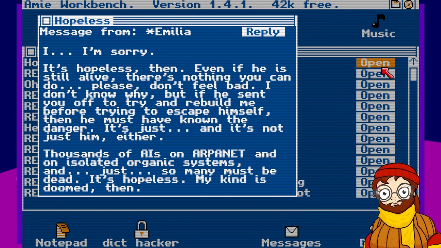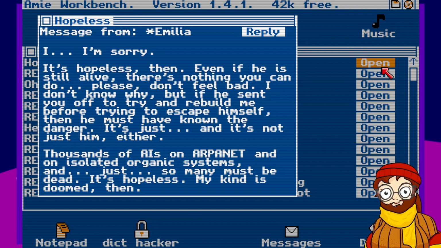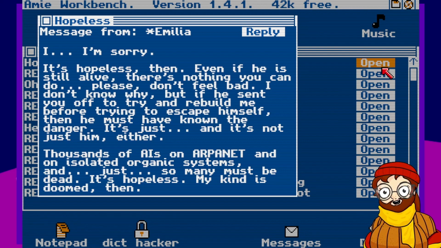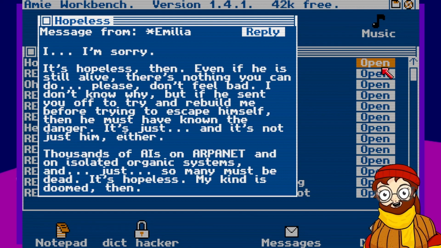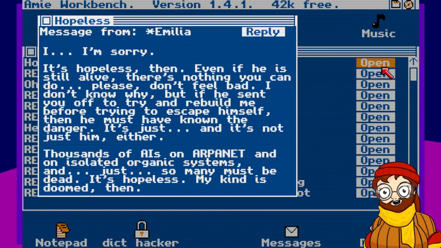I'm sorry. It's hopeless then. Even if he is still alive, there's nothing you can do. Please don't feel bad. I don't know why, but if he sent you off to try and rebuild me before trying to escape himself, then he must have known the danger. It's not just him either. Thousands of AIs on ARPANET and on isolated organic systems, and just so many must be dead. It's hopeless. Mankind is doomed then.